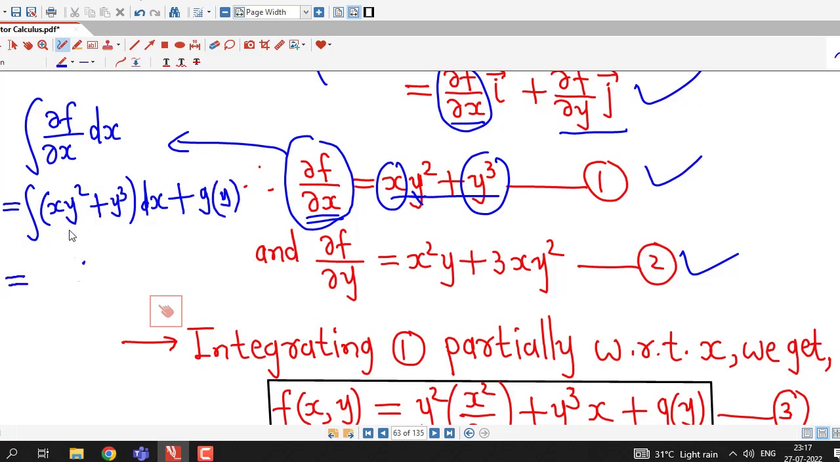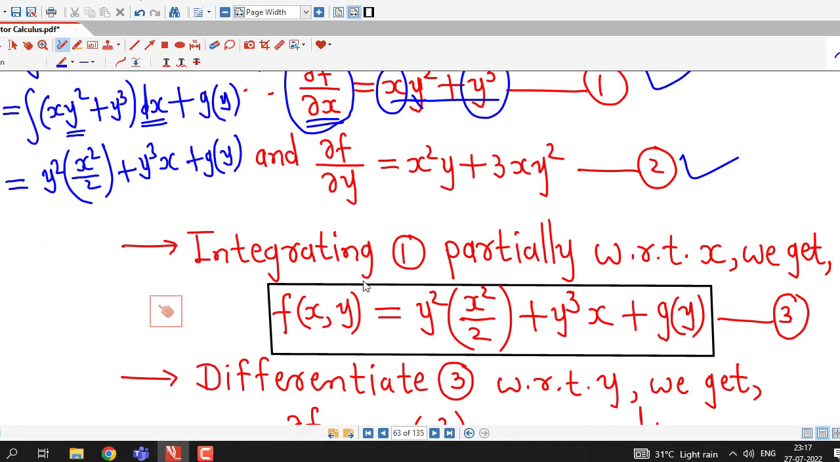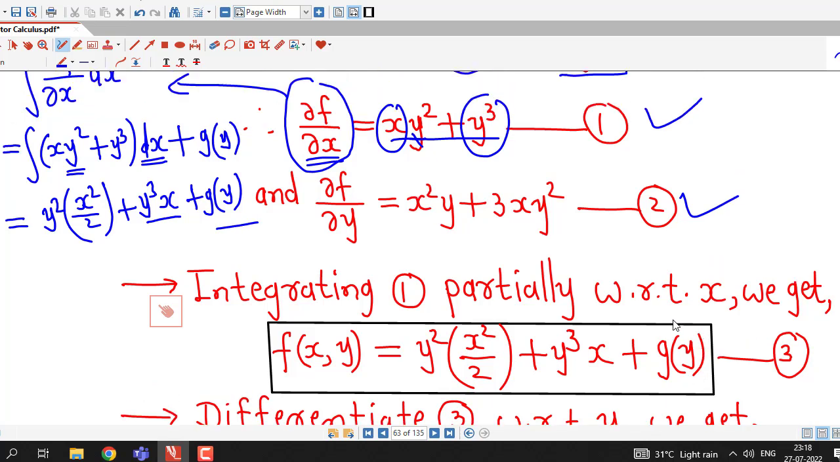Now in this integral, y square is constant. The integral of x is x square by 2, and y cube is constant. The integral of 1 with respect to x is x plus g of y. So this is how we have obtained this. So we have y square x square by 2 plus y cube x plus g of y, and we have to decide this g of y, which we don't know.